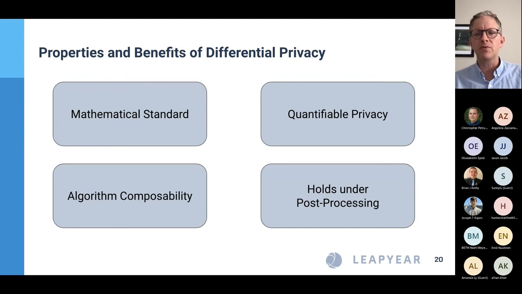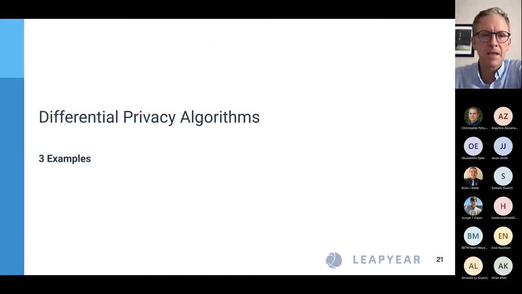And then lastly, as I mentioned before, differential privacy is guaranteed to hold under post-processing. That goes back to no matter how many PhDs or computers or other data I have, I won't be able to reverse engineer the data beyond what's been specified or permitted within my configuration of the algorithm.